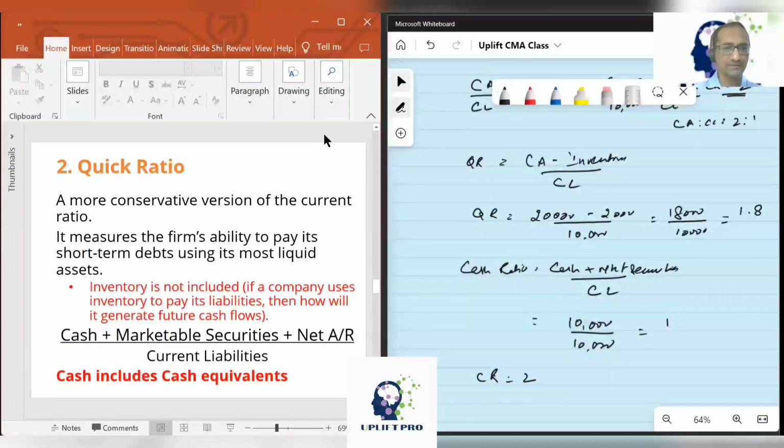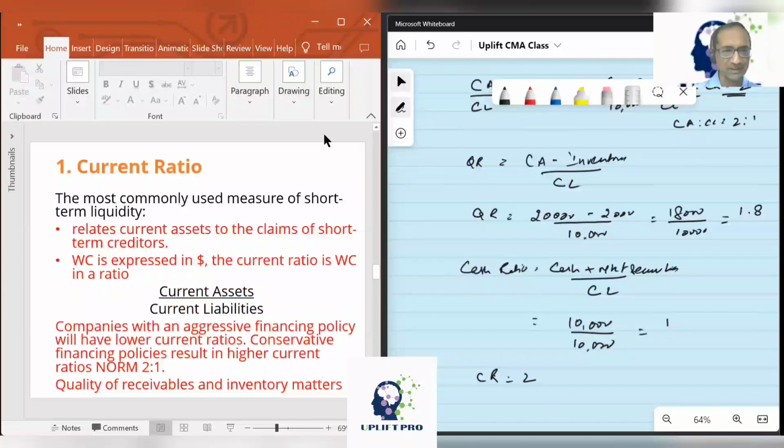Quick ratio. Quick ratio, like I explained to you, is current assets minus your inventory. A more conservative version of the current ratio, it measures the firm's ability to pay short-term debts using the most liquid assets. Inventory is not included. If a company uses inventory to pay its liabilities, then how will it generate future cash flow? That is why you are not including inventory.